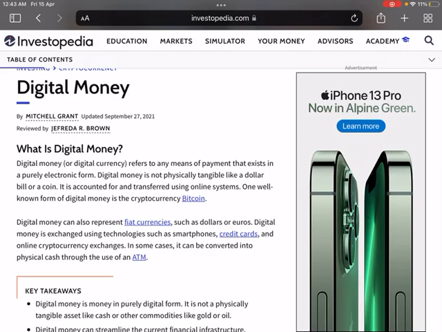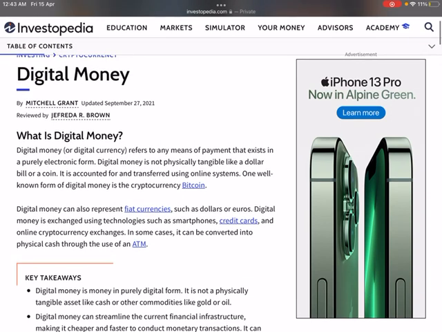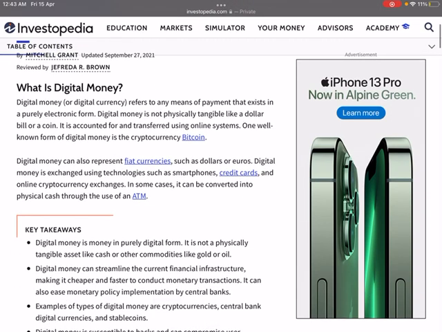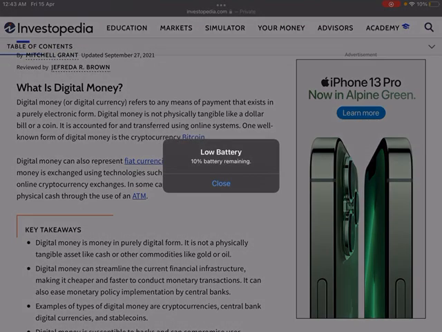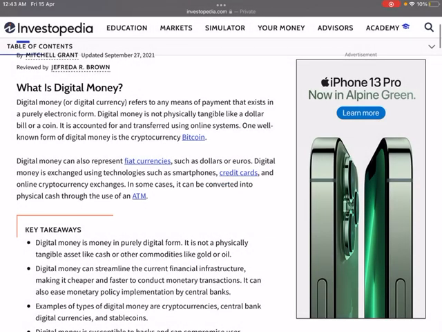In the last video we talked about what is Ethereum. So today we are going to talk about what is digital money. Digital money refers to any means of payment that exists in a purely electronic form. Digital money is not physically tangible like a dollar bill or a coin. It is accounted by and transferred using online systems.